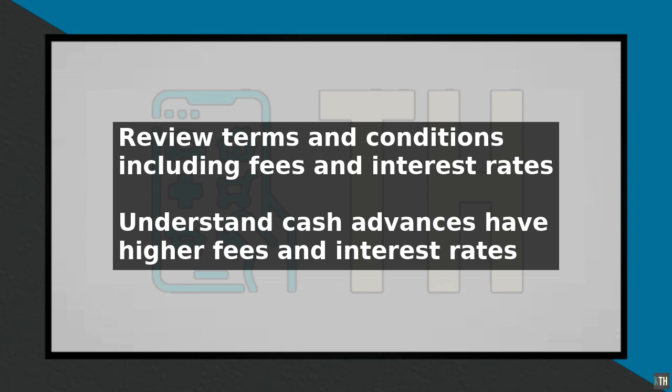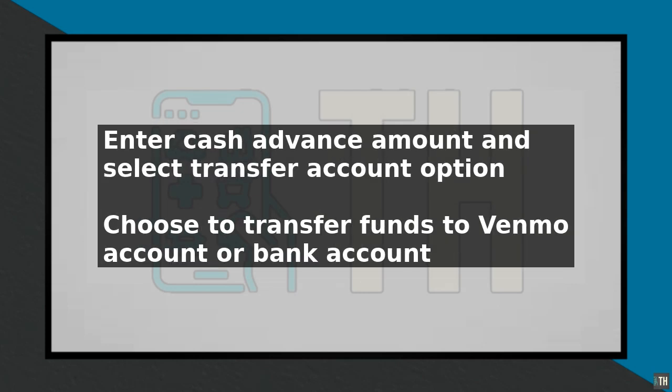To initiate the cash advance, enter the amount you wish to withdraw and select the account you want to transfer the funds to. You can choose to transfer the funds to your Venmo account, bank account, or debit card. Review the transaction details, including the amount, fees, and interest rates, and confirm the cash advance.